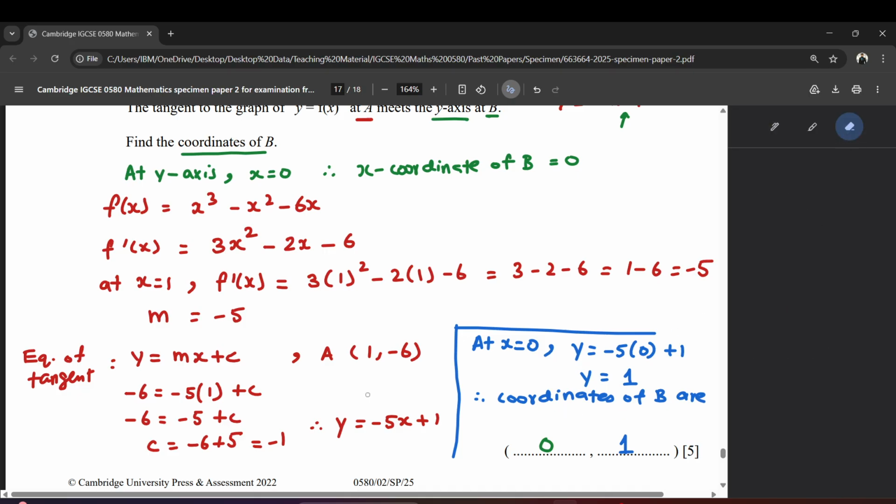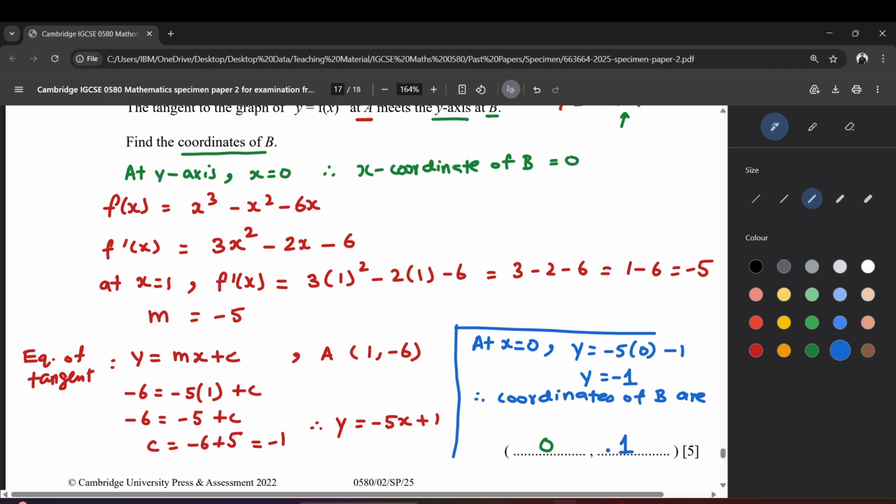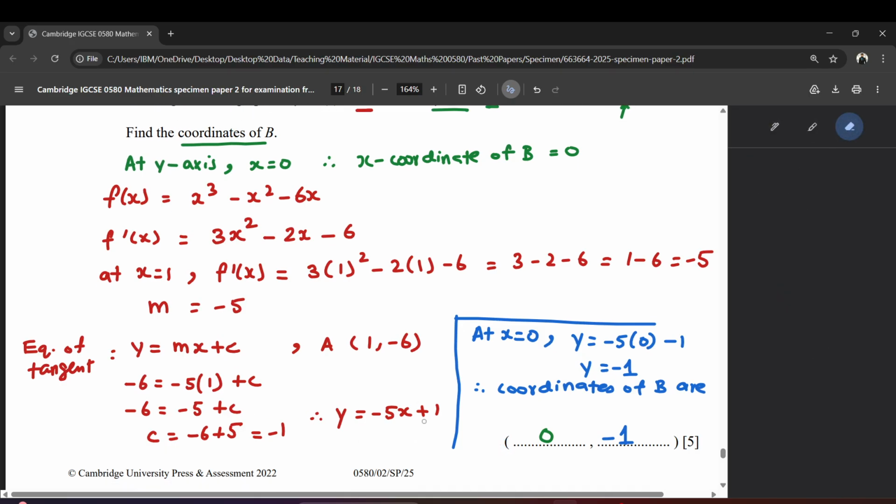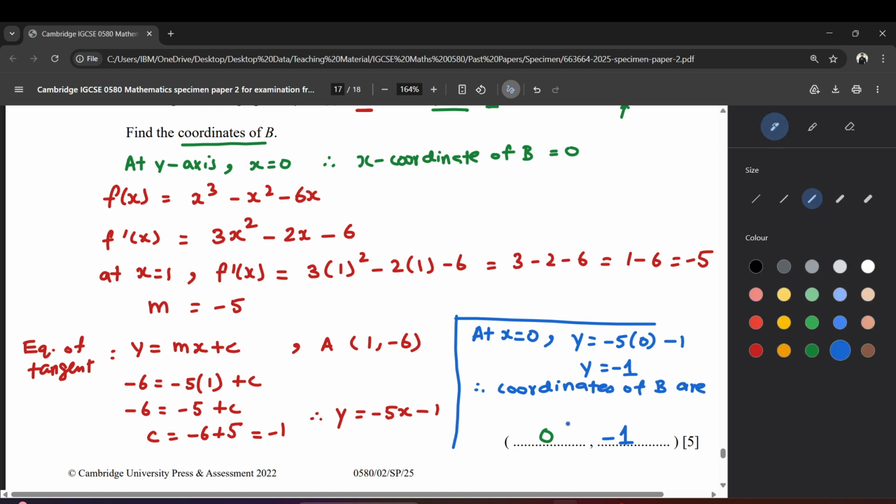Sorry, my bad. This was a minus 1, right? So this should be minus 1, and this should be minus 1. Okay, because the equation that we found was y equals minus 5x minus 1, because the y-intercept was minus 1.